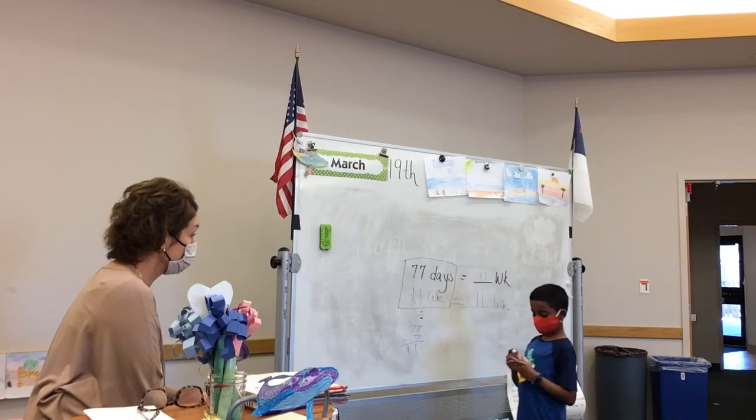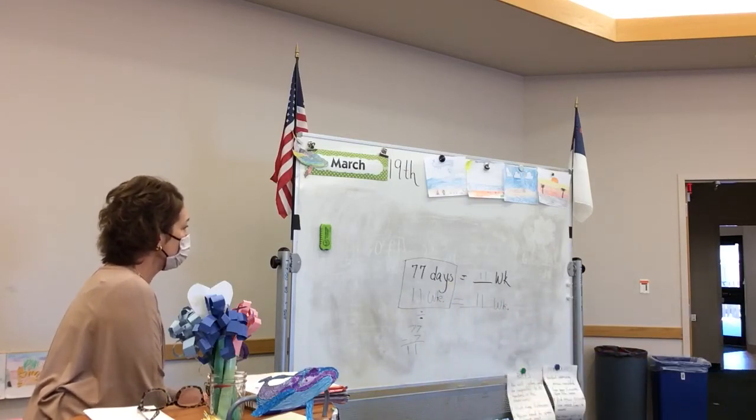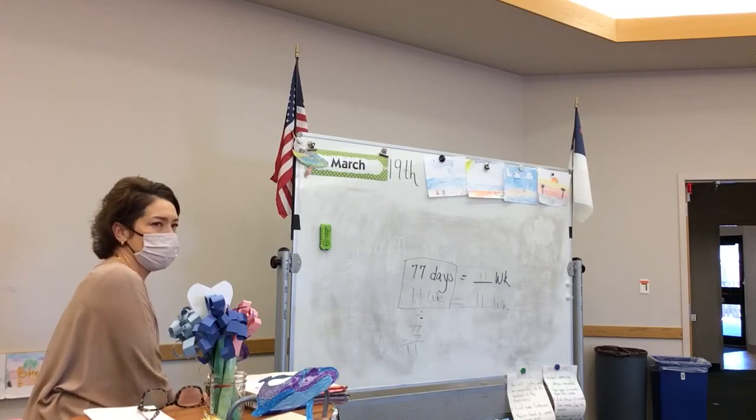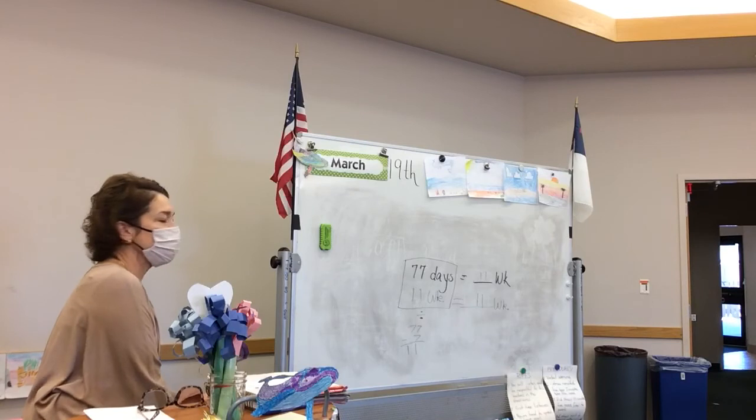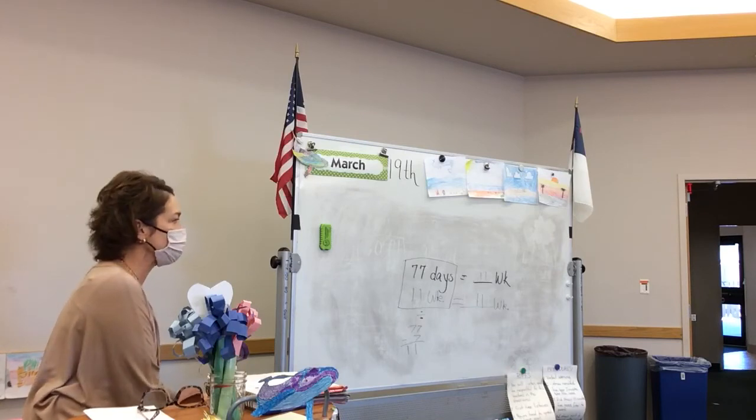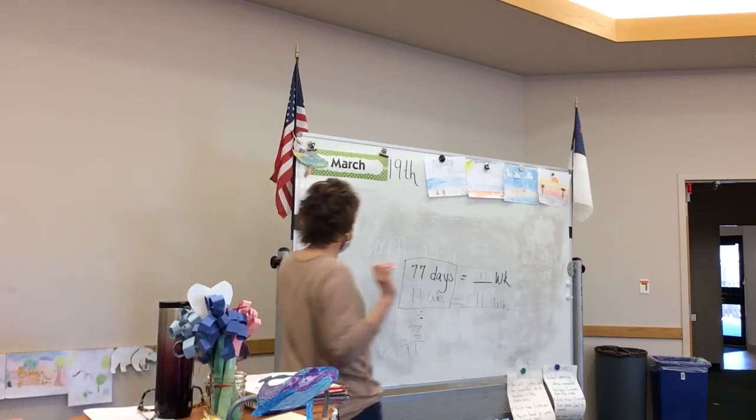Very good. Very, very good. So he divided 77 because how many days are in a week? Helen? 7. So 77 divided by 7 is 11. Very good.